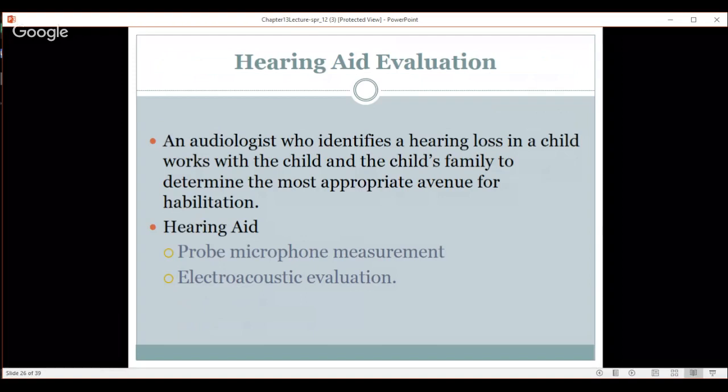Next, if necessary, an audiologist who identifies a hearing loss in a child works with the child and the child's family to determine the most appropriate avenue for habilitation. And at this point, talk of a hearing aid might be introduced through probe microphone measurement or electroacoustic evaluation to see what is the most appropriate type of hearing aid for the child.